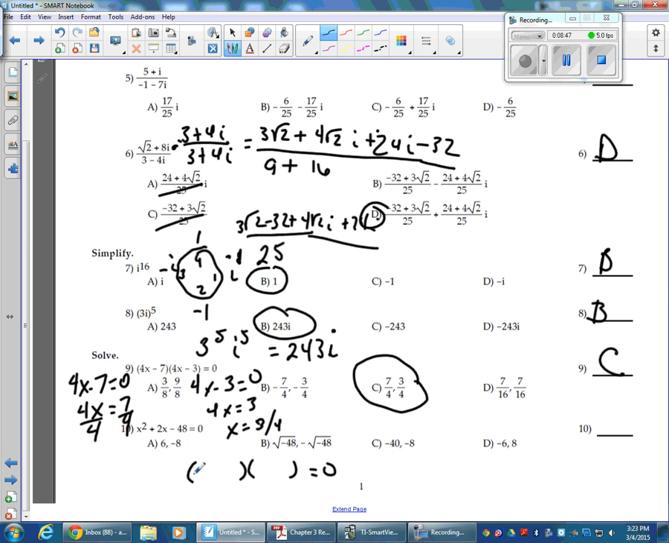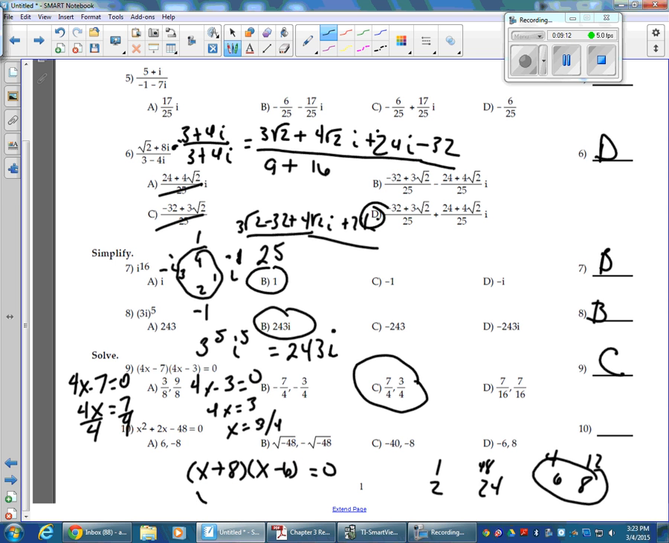Number 10, I'm going to try to factor that and then set them equal to 0 like we did up here. So I'm looking for two numbers that multiply together to give me negative 48 and add together to give me 2. So my factors of 48 are 1 and 48, 2 and 24, 4 and 12, 6 and 8. Here we go, 6 and 8. So it's going to be plus 8 and minus 6. Those would multiply to give me negative 48 and add together to give me 2.